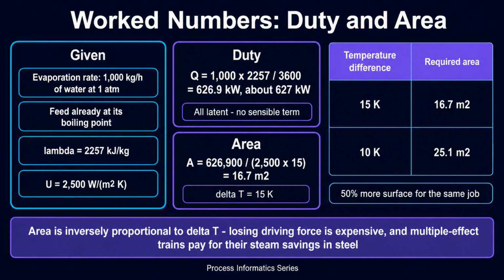Now suppose the steam supply degrades and the difference falls to 10 Kelvin. The same duty then needs 25.1 square meters, 50% more surface for the same job. Area is inversely proportional to temperature difference, which is why losing driving force is expensive and why multiple effect trains pay for their steam savings in steel.